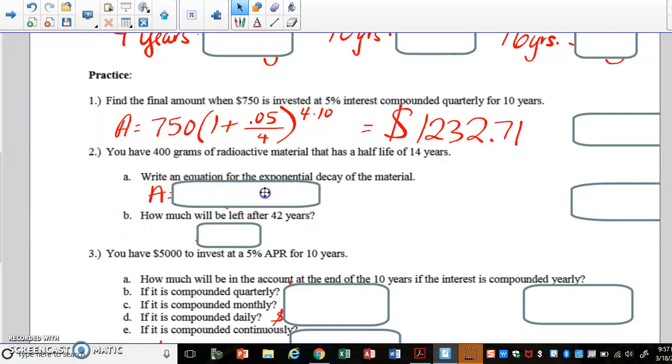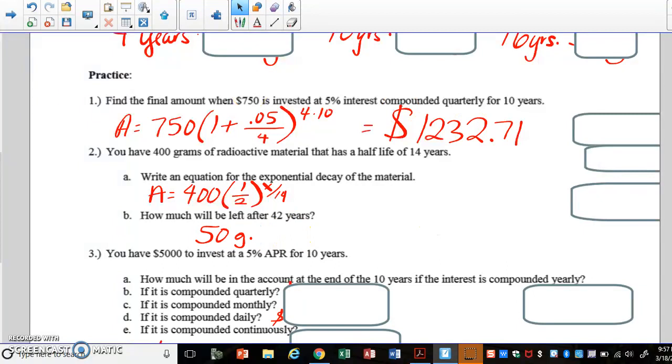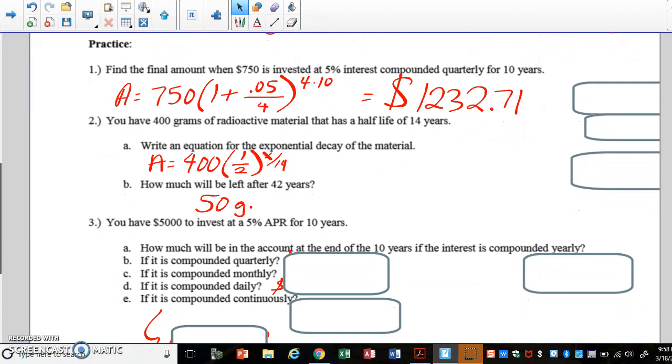So we have A is equal to, we start with our initial, 400. Then we have a half-life, so that's why we're going to include the 1/2. And we raise that to the power of x divided by the time of that half-life, which would be 14. Then you would plug in 42 for x and get 50 grams as your final amount.